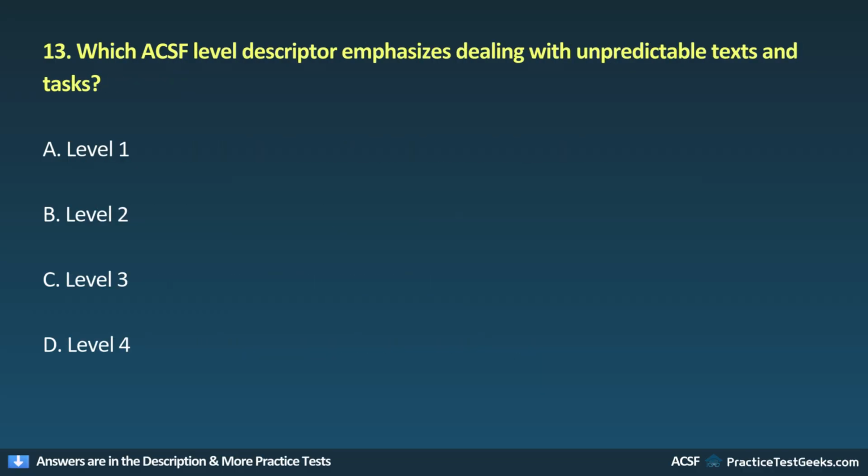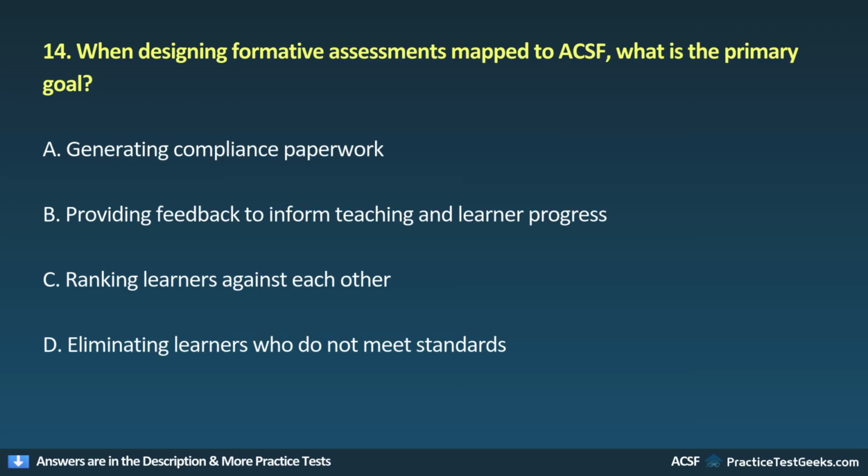13. Which ACSF level descriptor emphasizes dealing with unpredictable texts and tasks? A. Level 1. B. Level 2. C. Level 3. D. Level 4.